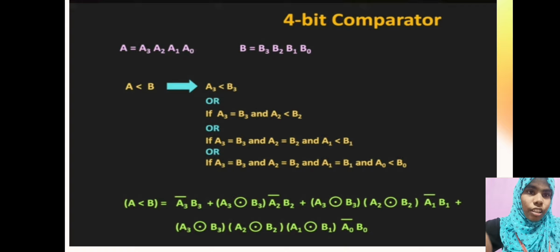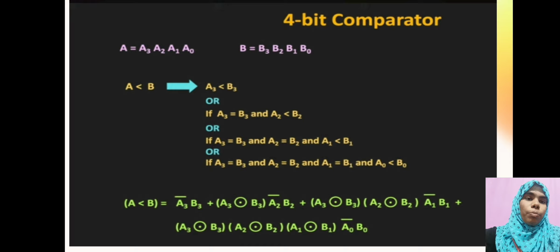Or if A3 equals B3 and A2 is less than B2. Or if A3 equals B3 and A2 equals B2 and A1 is less than B1. Or if A3 equals B3 and A2 equals B2 and A1 equals B1 and A0 is less than B0. When A0 is less than B0, then A equals 0 and B equals 1.